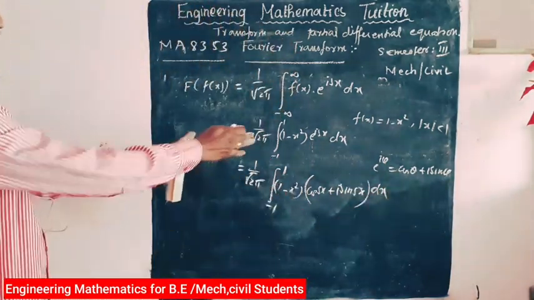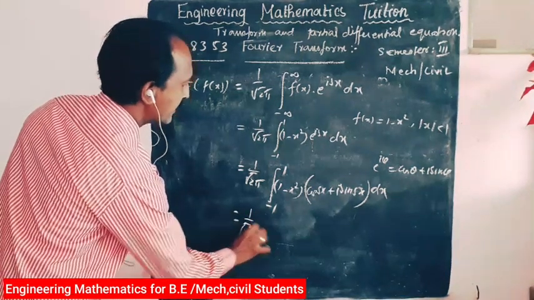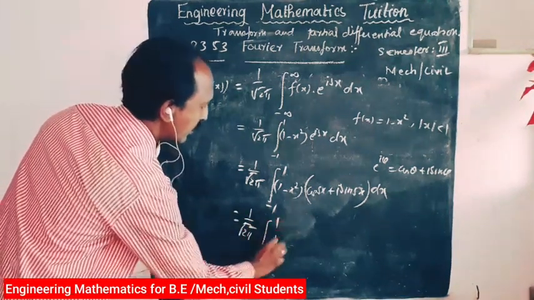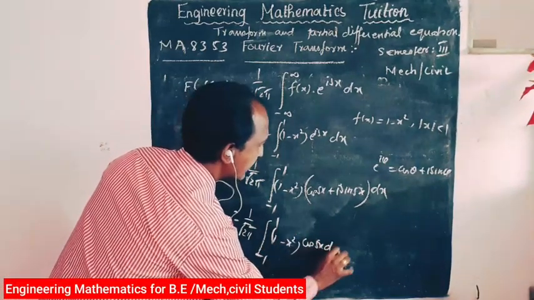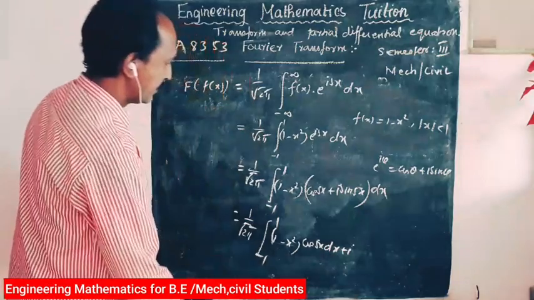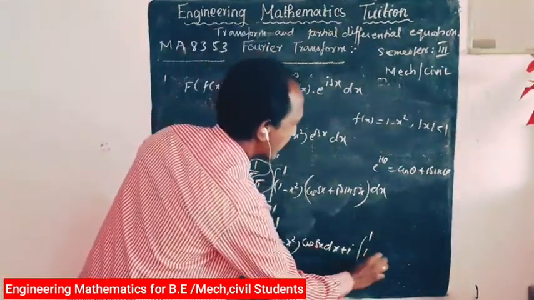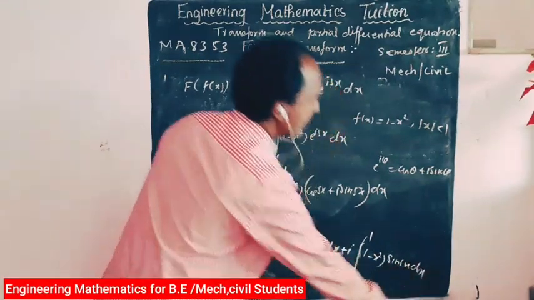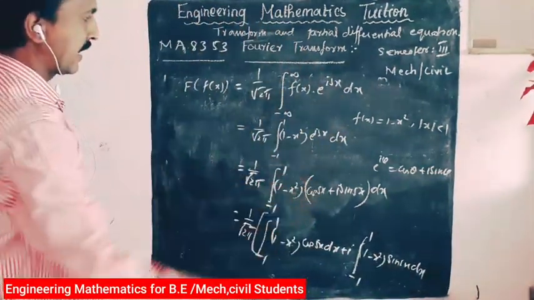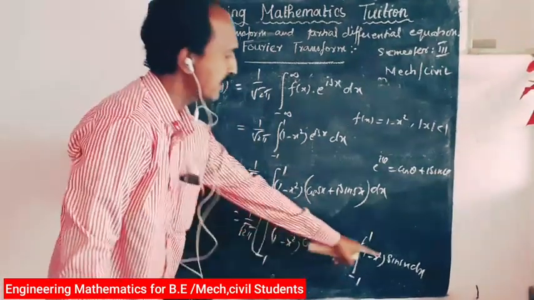Then separate the real and imaginary part. That is 1 by root of 2 pi integral of minus 1 to 1 of (1 minus x squared) into cos sx dx plus i into integral of minus 1 to 1 of (1 minus x squared) into sin sx dx. So, splitting the integrals, we separate the real and imaginary part. Here this is a real part, this is an imaginary part.